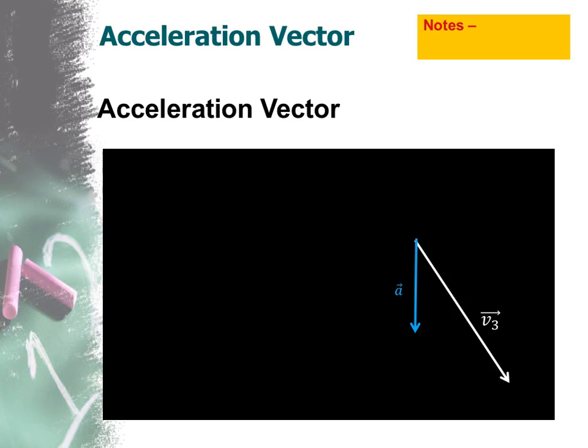Well, let's take the point where it is starting to come down and starting to speed up. What I can do is I can actually break this acceleration vector down into 2 components. I can break it into a component.